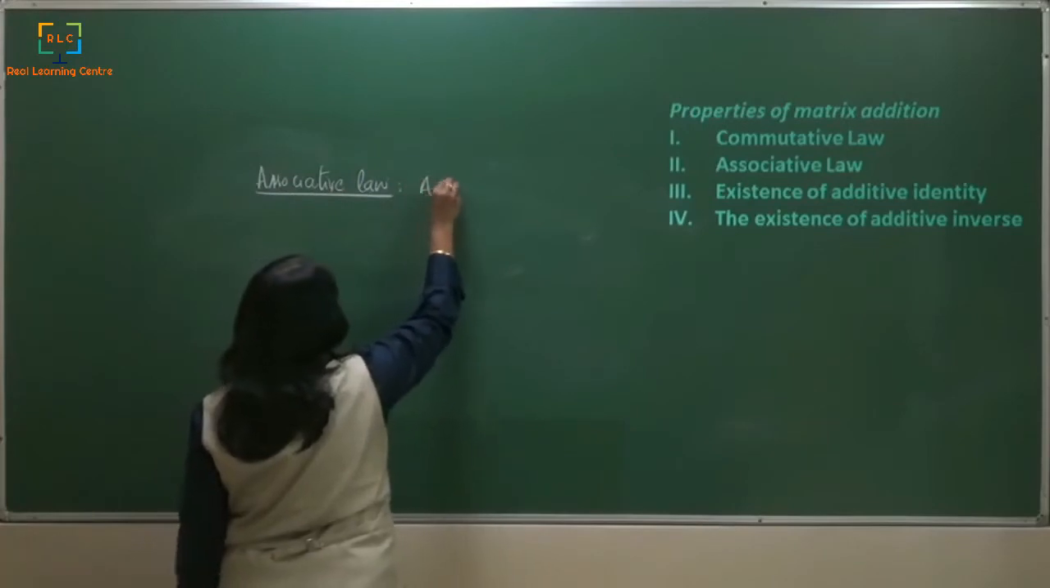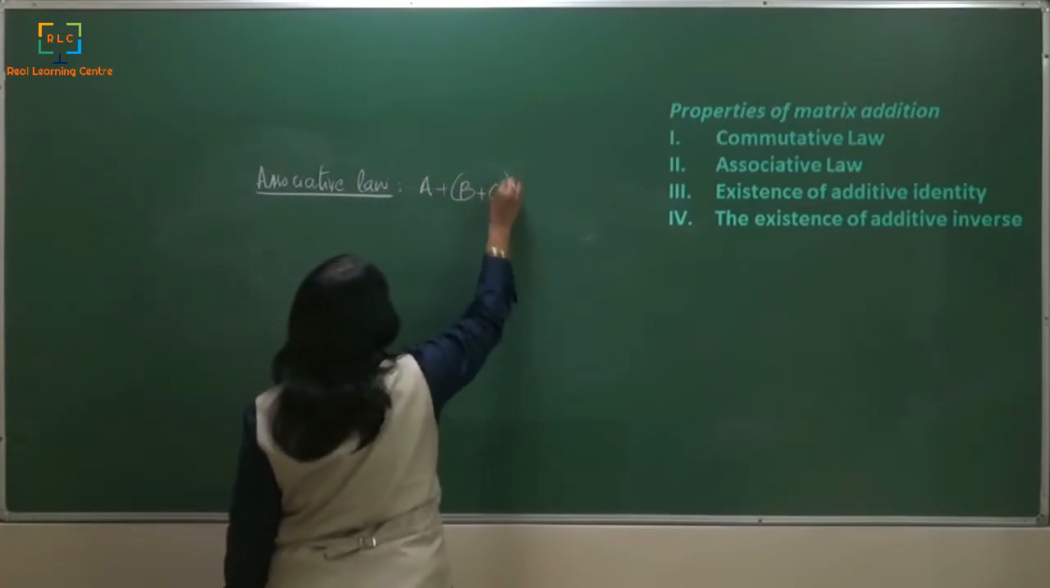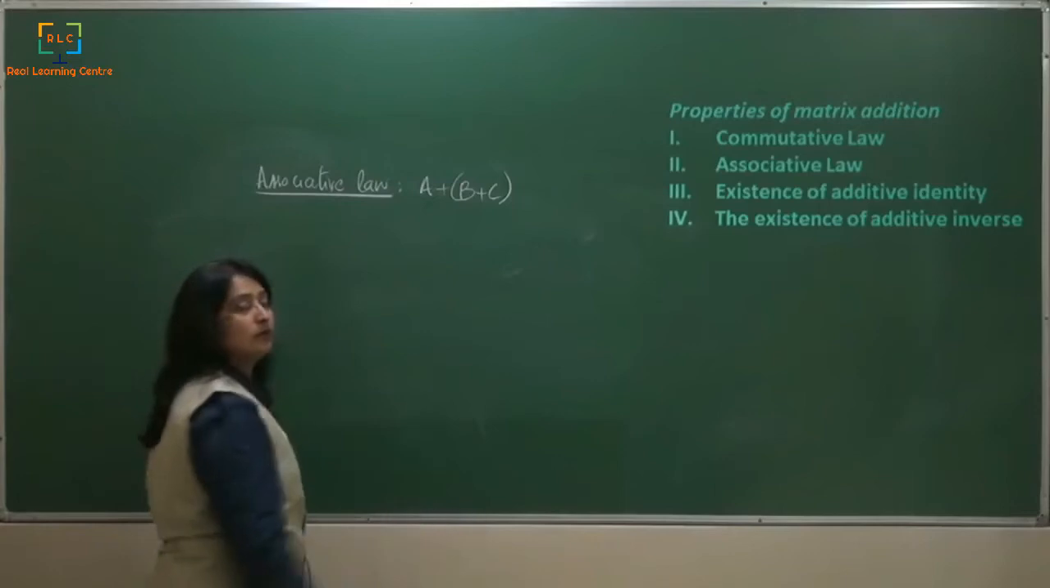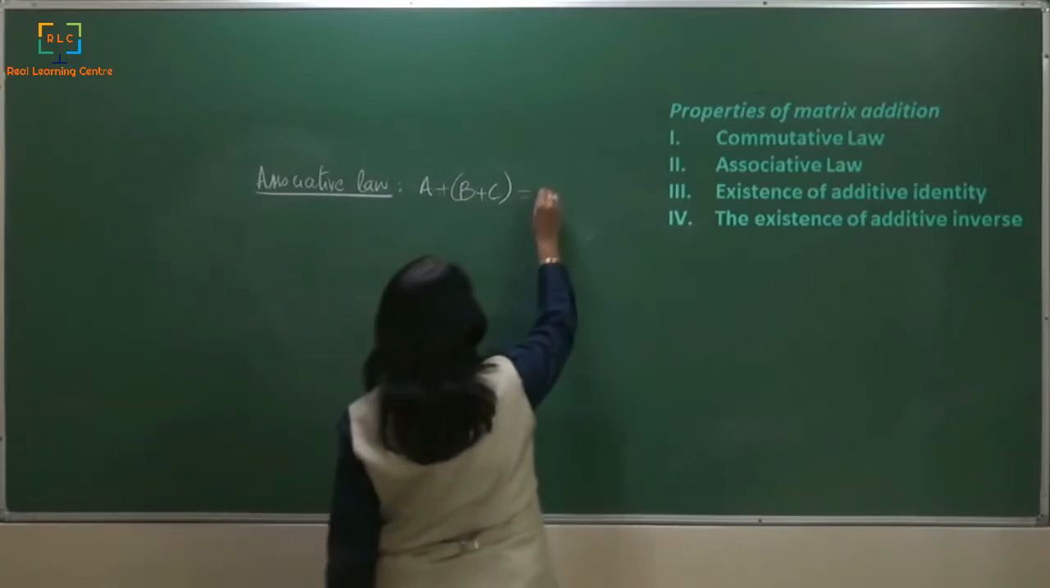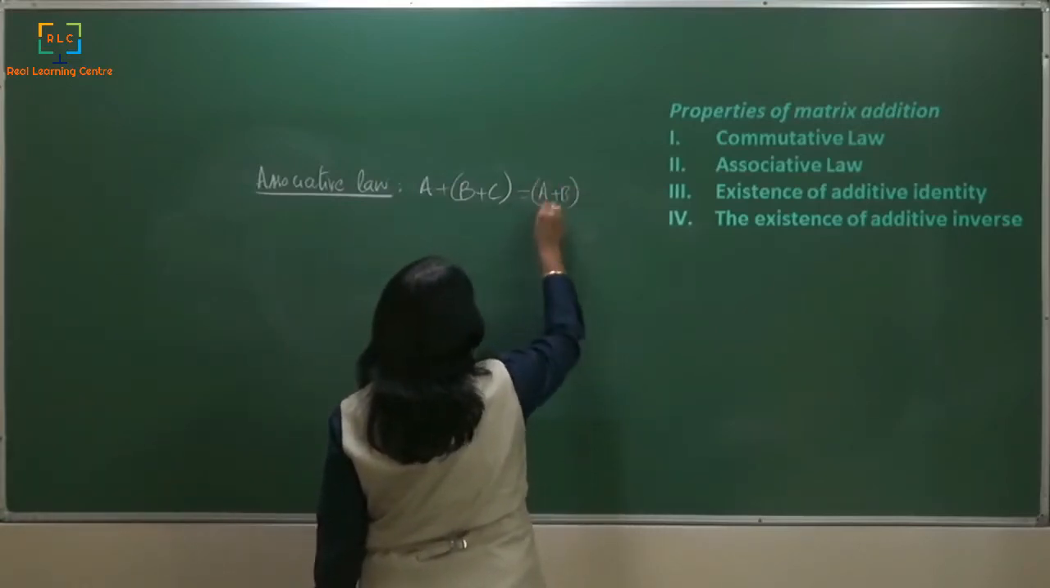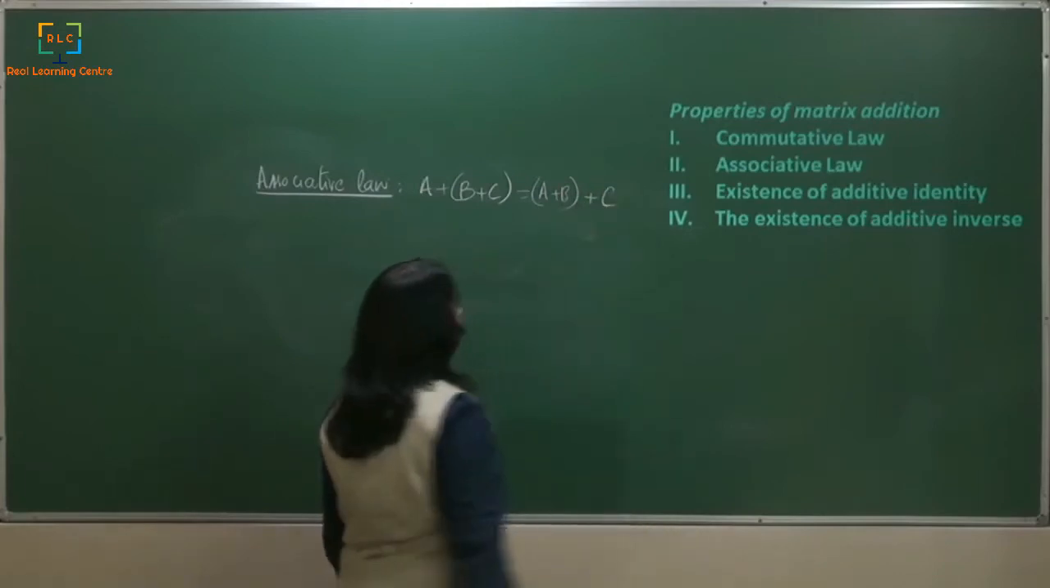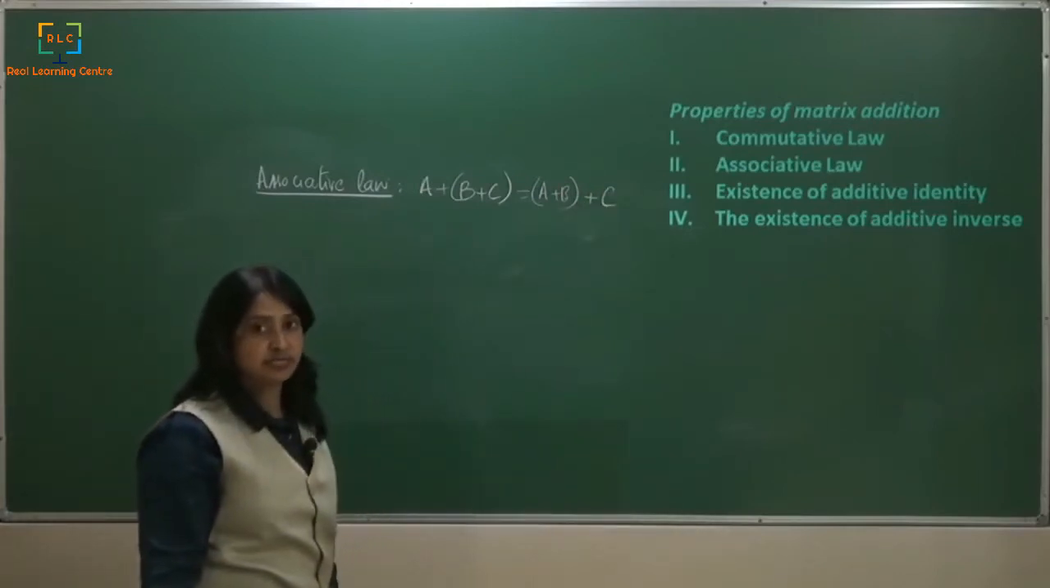Associative law, it tells A plus of B plus C. First you add B and C, then you add that to A, or you first add A plus B and then add this added matrix to the third matrix C. Both will give you the same result.